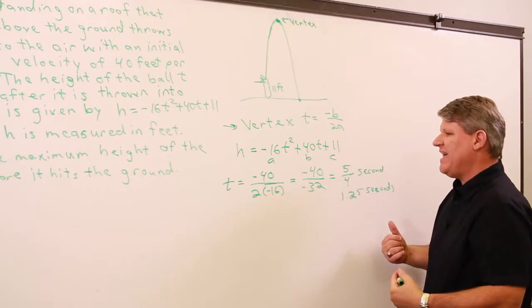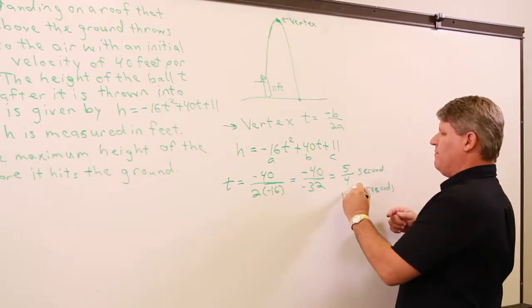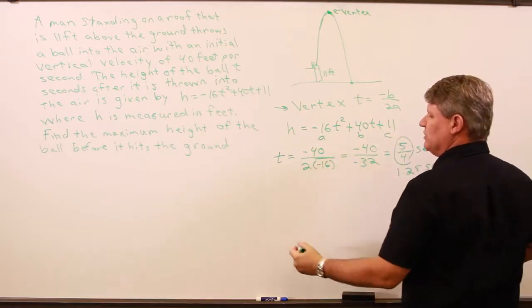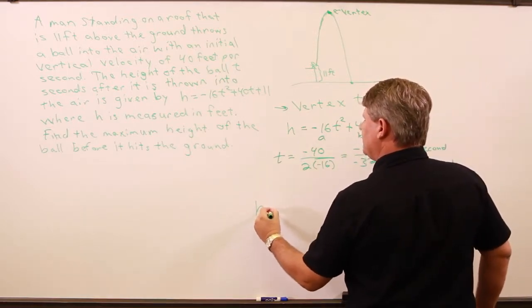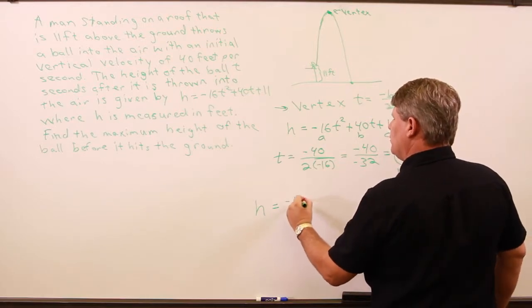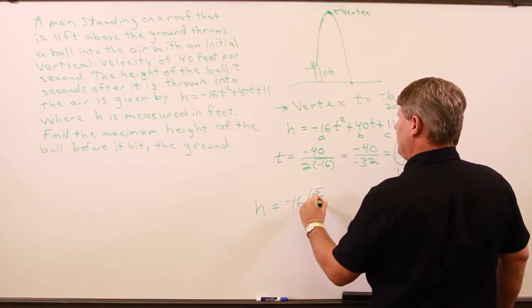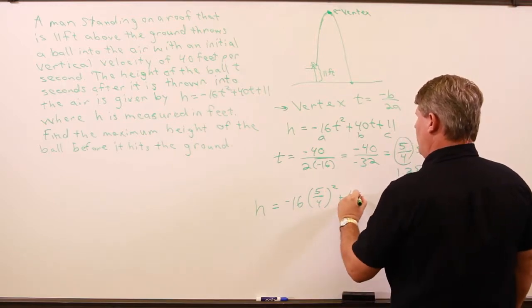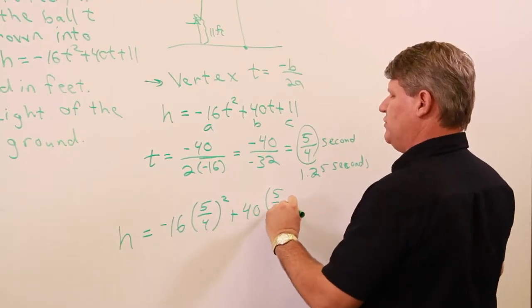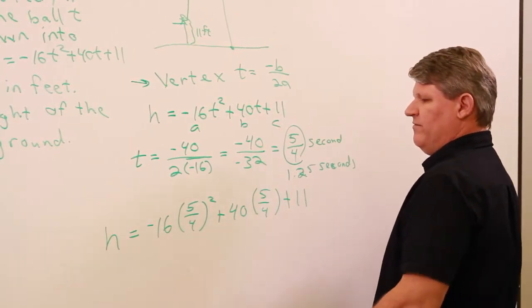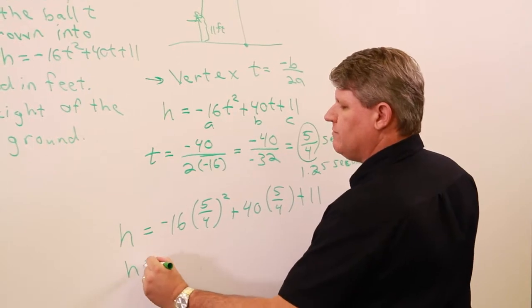To find the height, what I have to do is take my t value and plug it back into the original function. So the height, 1.25 seconds, or again, I'm going to use 5/4 seconds, after I throw the ball, or after the man throws the ball into the air, will be found doing this calculation.